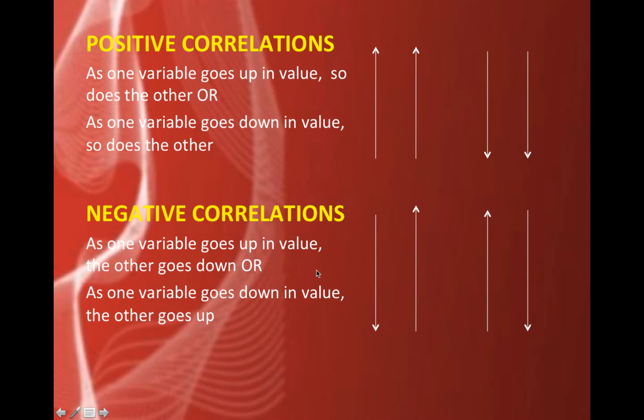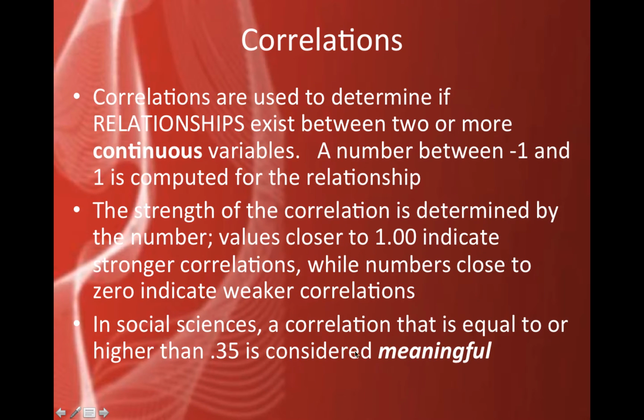If it's a negative correlation, as one variable goes up in value, the other goes down. Or as the first one goes down, the second one goes up. So again, taking GPA and drinking alcohol, if it's a negative correlation, it means that the less alcohol one drinks, the higher their GPA, or the more alcohol one drinks, the lower their GPA. So again, I can't express that enough. It's talking about the nature. Previously, we talked about the number, which indicates the strength. So the closer it is to the number 1, whether it's positive or negative, the stronger the relationship. And 0.35 is kind of the magic number in social sciences.